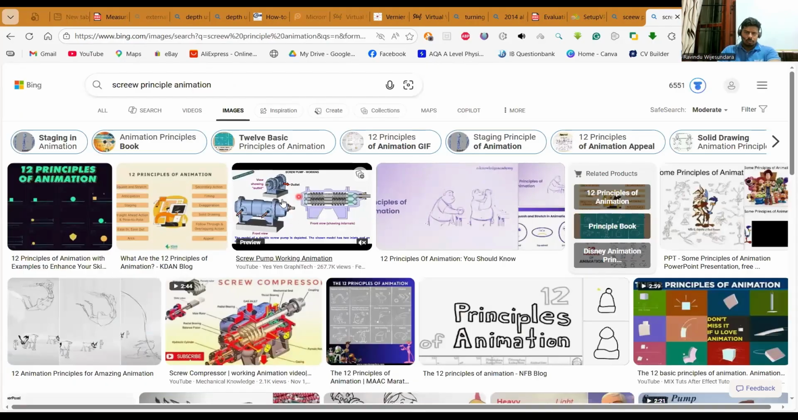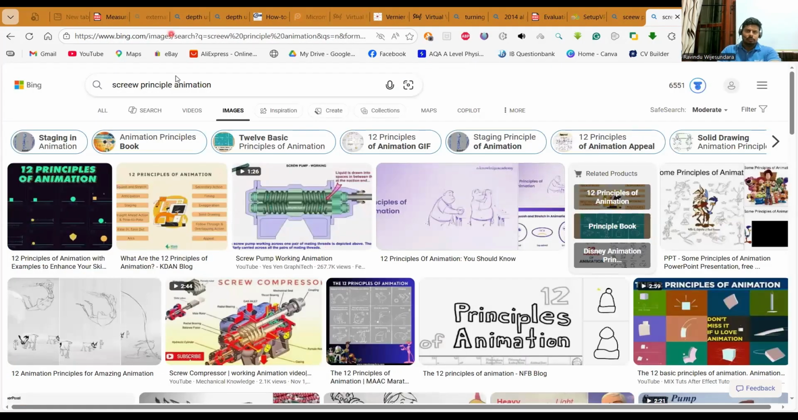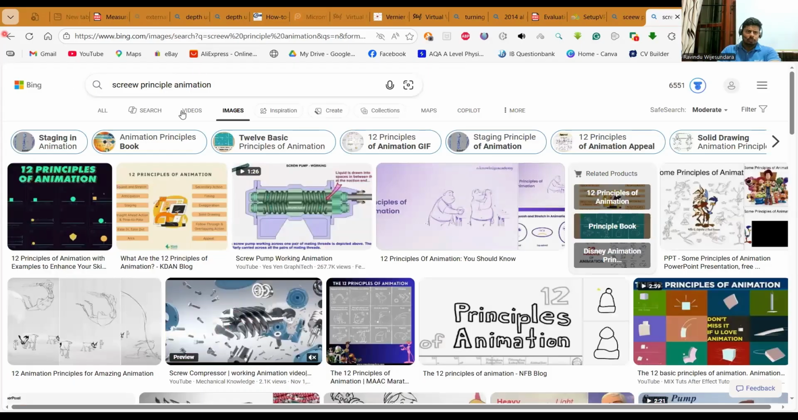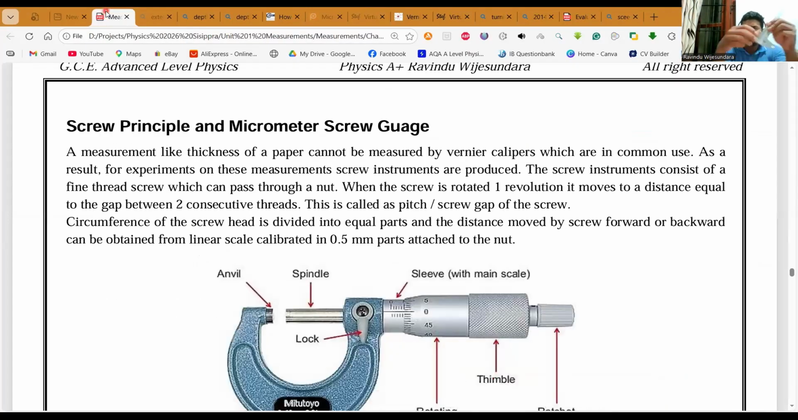And it has more complex machineries, as shown here. However, I think I understand the concept by looking at this example. So when you rotate this one, what happens is this one is moving linearly in and out. That's what actually is happening. So the same principle is used by the micrometer screw gauge.